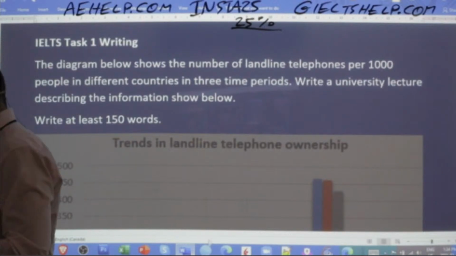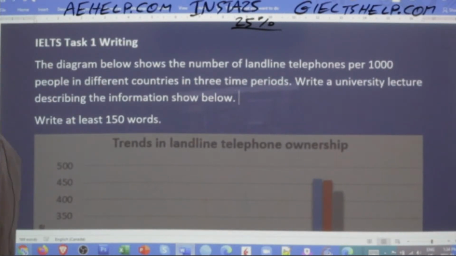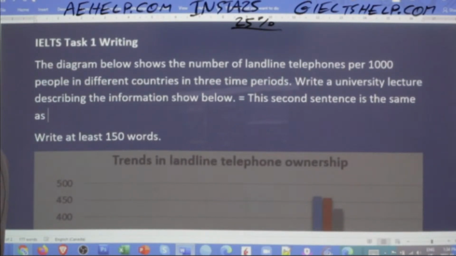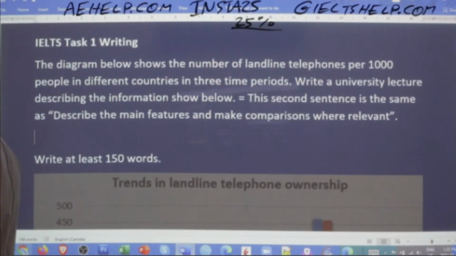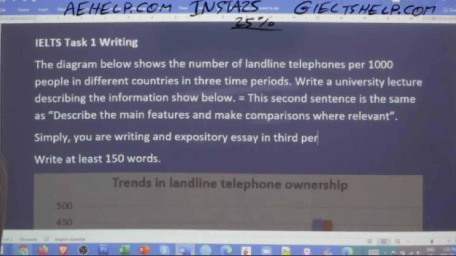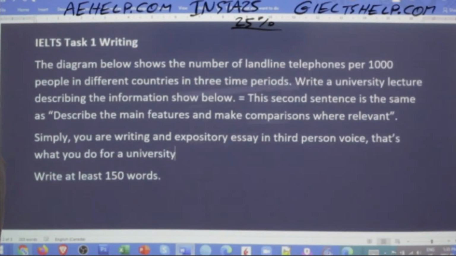I think this is one of the reasons the student sent it, because they were wondering, okay, is this the same? So this second sentence is the same as describe the main features and make comparisons where relevant. The simple idea here is you're writing an expository essay in third person voice. That's what you do for a university lecture.